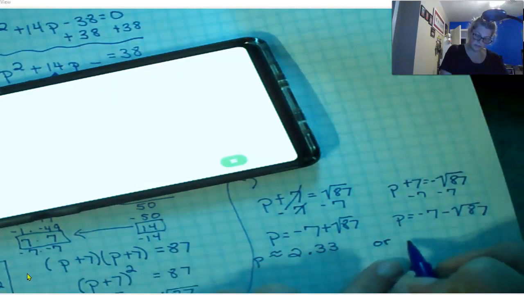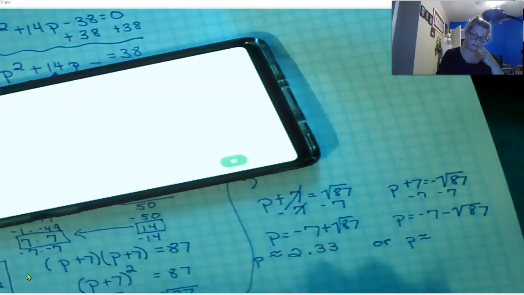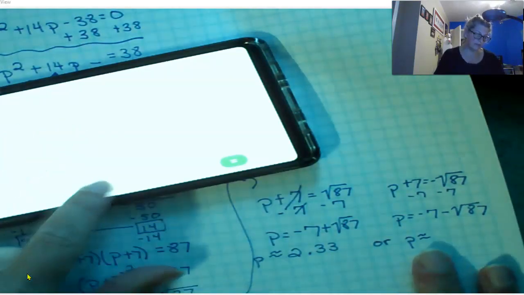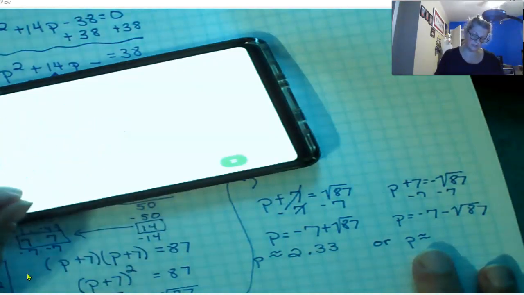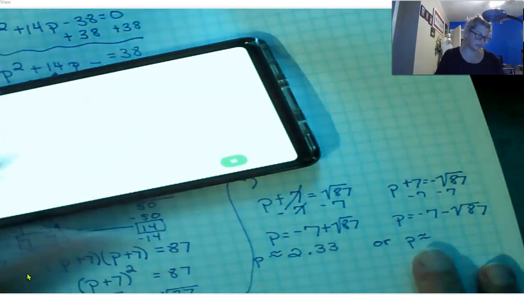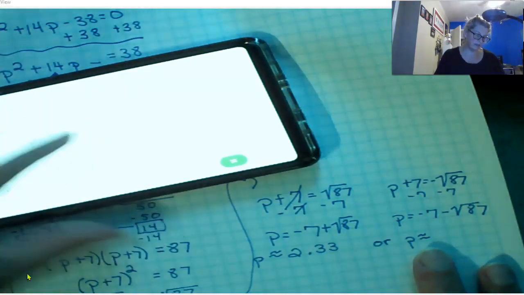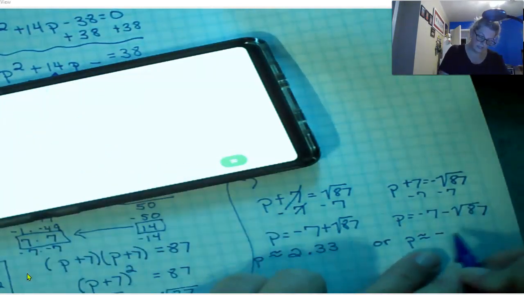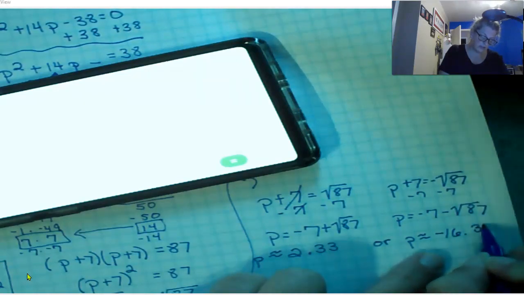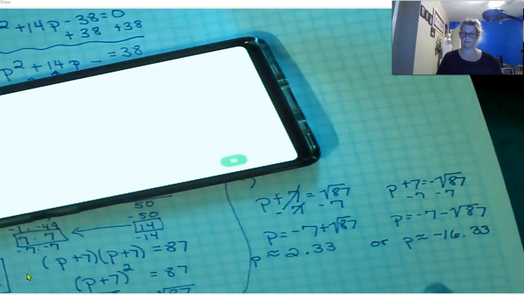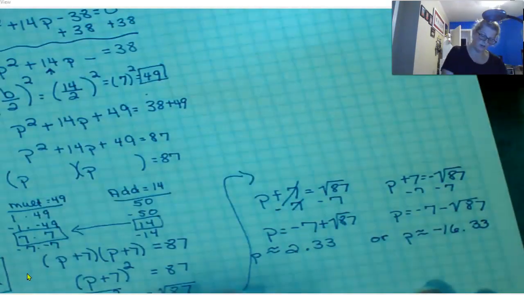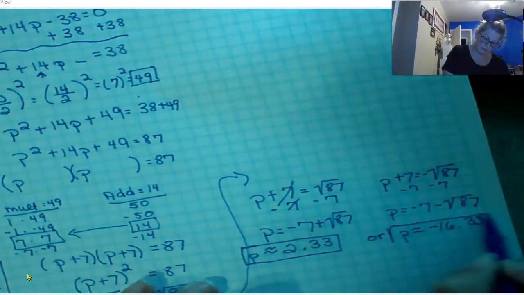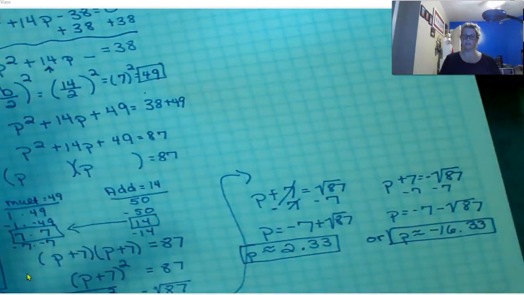Or, because it's an or, because I'm simplifying it, the positive or the negative. Let's clear that off. I'm going to have a negative 7, close parentheses, minus the square root of 87. And I'm going to have a negative 16.33. Okay, so those are my two answers for that particular problem. It could be this one or this one, and a lot of it depends on the scenario that we're dealing with.